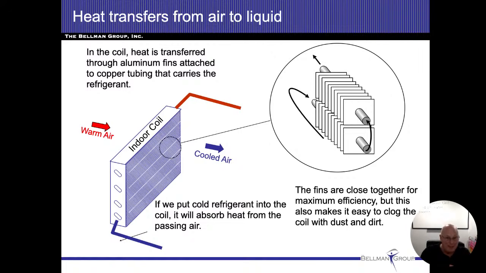Because if the air cannot pass through, then there's no way to absorb the heat from the house and put it into the refrigerant. Everything is just going to stand by there.